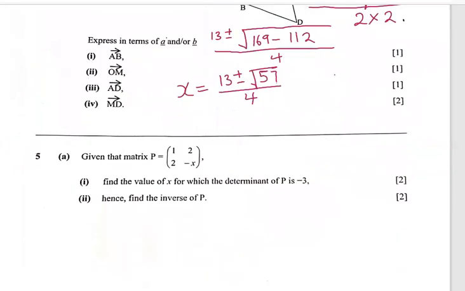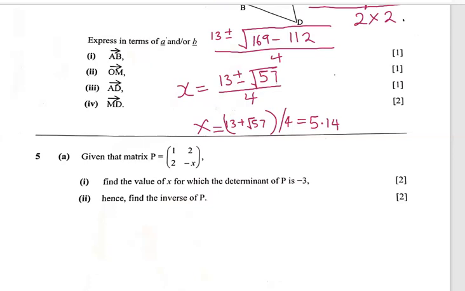So now at this point, take note, we are going to have 2 values of x. For the first one, it will be 13 plus the square root of 57, this whole thing then divided by 4. So this is going to give us what? You try that. When you add, this is going to give you 5.14. That's what you're going to get.